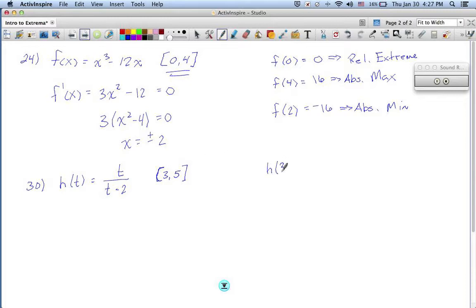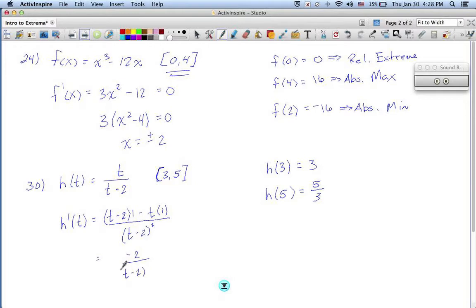But let's try these guys out a while. H of 3, if I plugged in, I get 3 over 1 is 3. And h of 5 looks like it'll be 5/3. It's deriving time. So derivative, this is going to be a nice little quotient rule here for us. G, f prime is boring, that's 1, minus f, g prime is just as boring, also 1, all over g squared. So let's simplify it so we can solve it a little bit. T minus 2 minus t is, that's just going to be a minus 2 there, it looks like, right? Over t minus 2 squared.